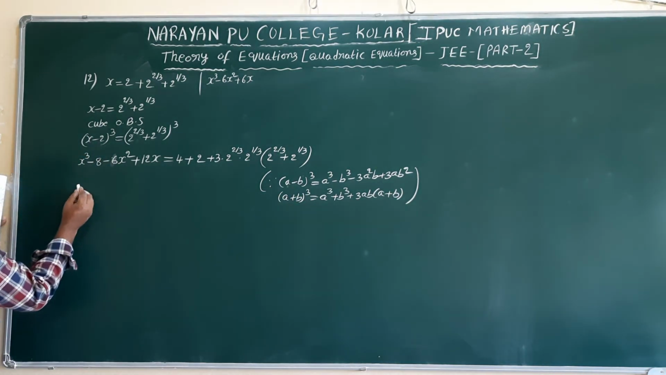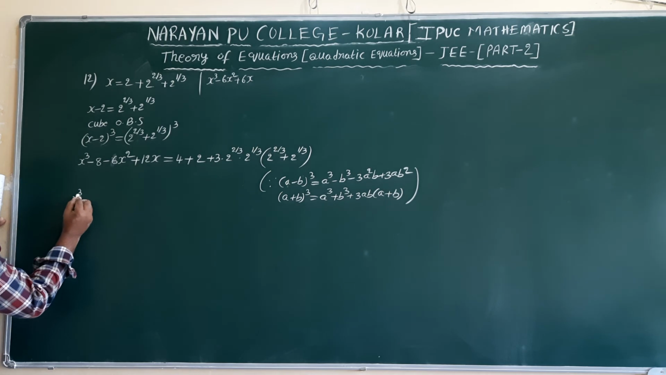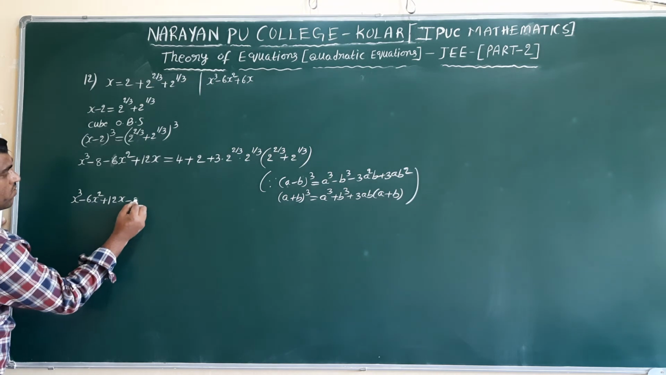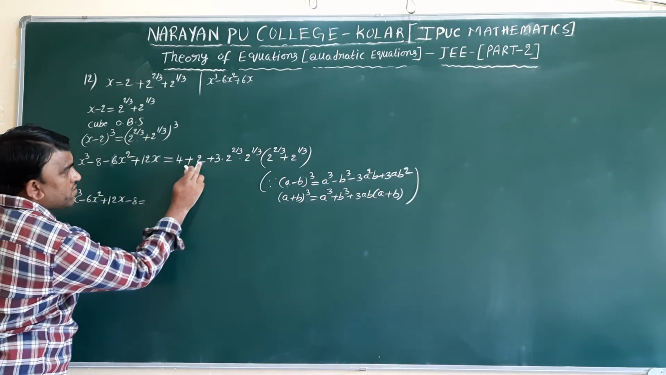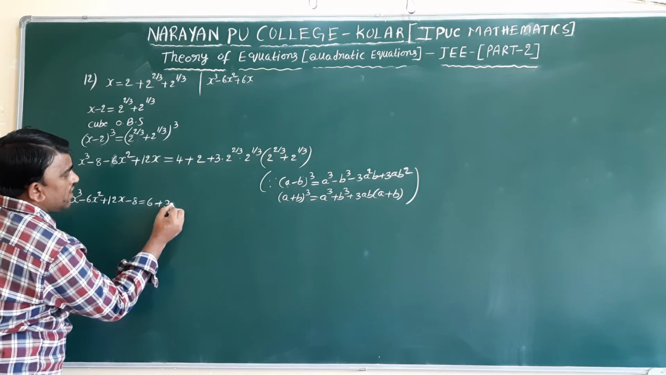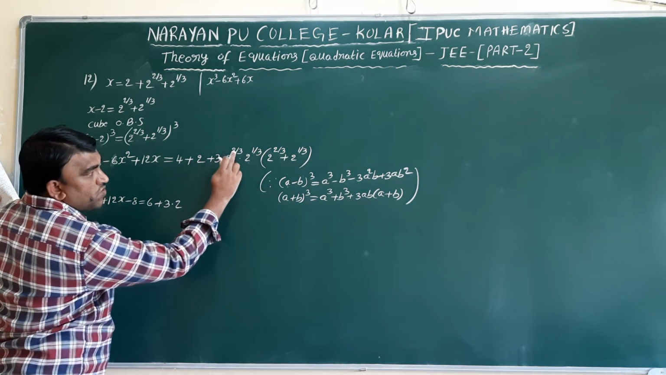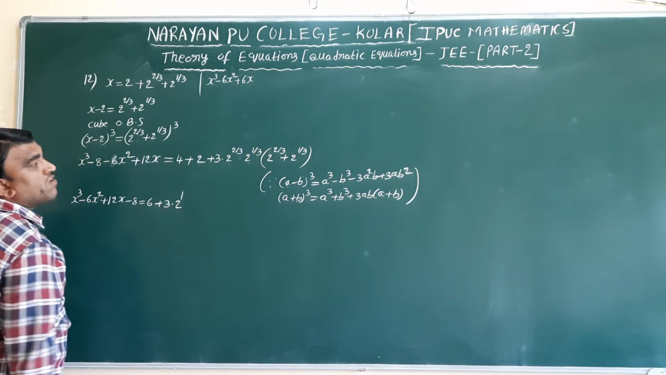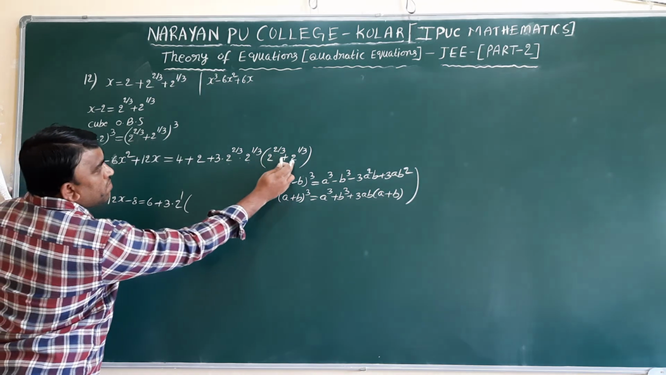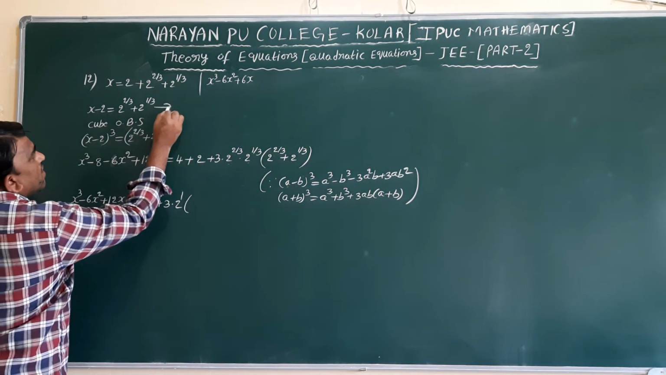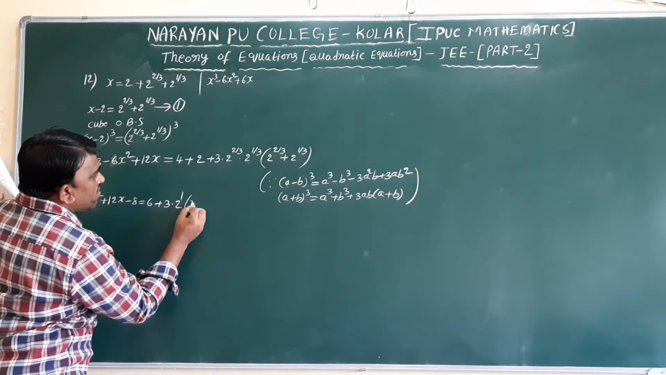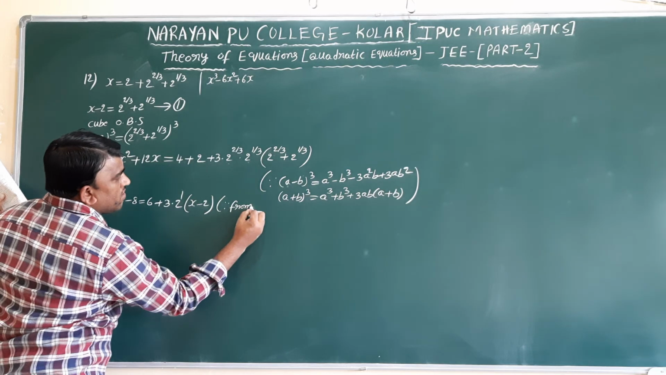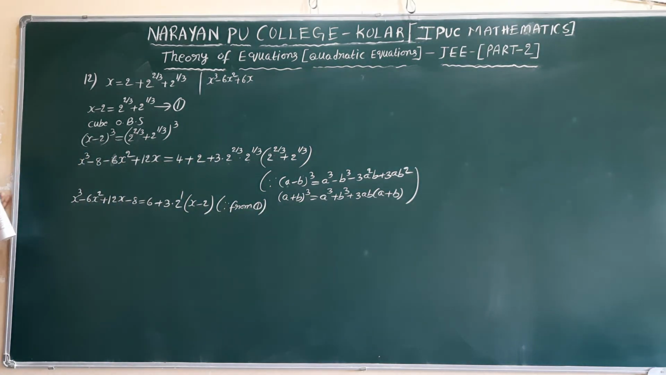Now you can simplify: x cube minus 6x square plus 12x minus 8 equals 4 plus 2 is 6, plus 3 into, here the base is same so we should add the powers, 2 by 3 plus 1 by 3, so 3 by 3 we get, that is 1 only, into 2 power 2 by 3 plus 2 power 1 by 3. We can write x minus 2 value from 1, so in place of that we write x minus 2.